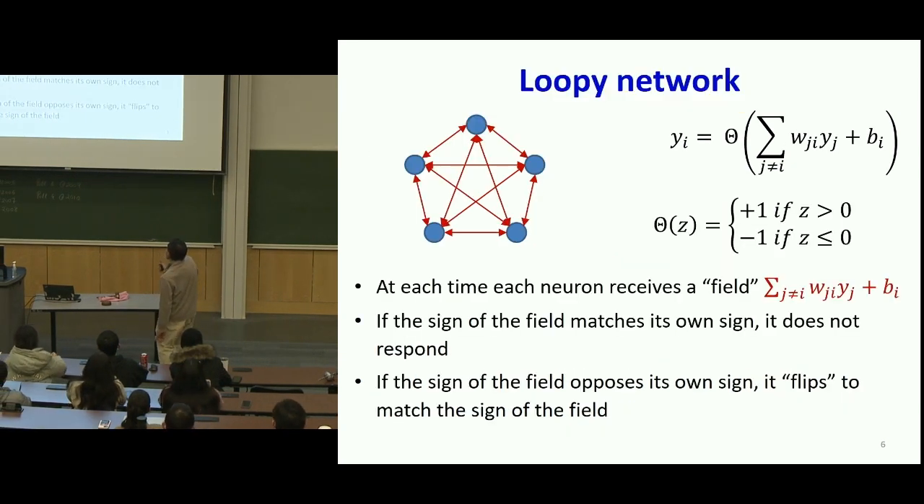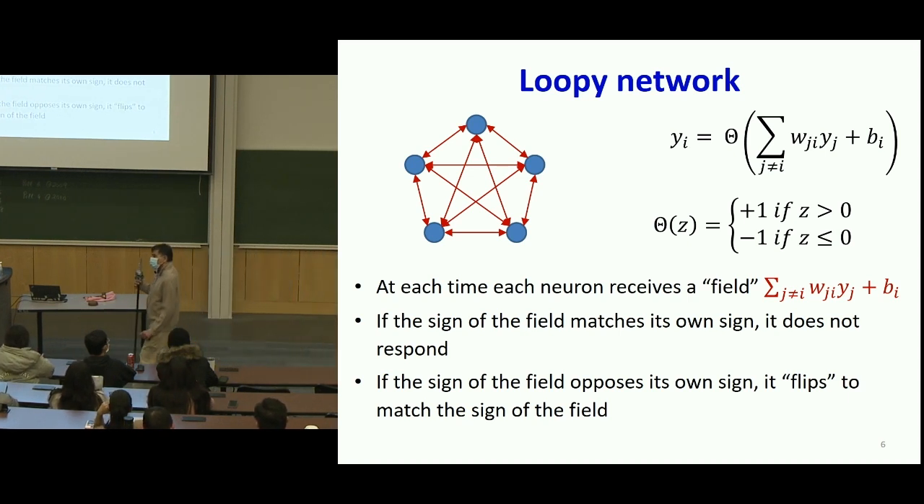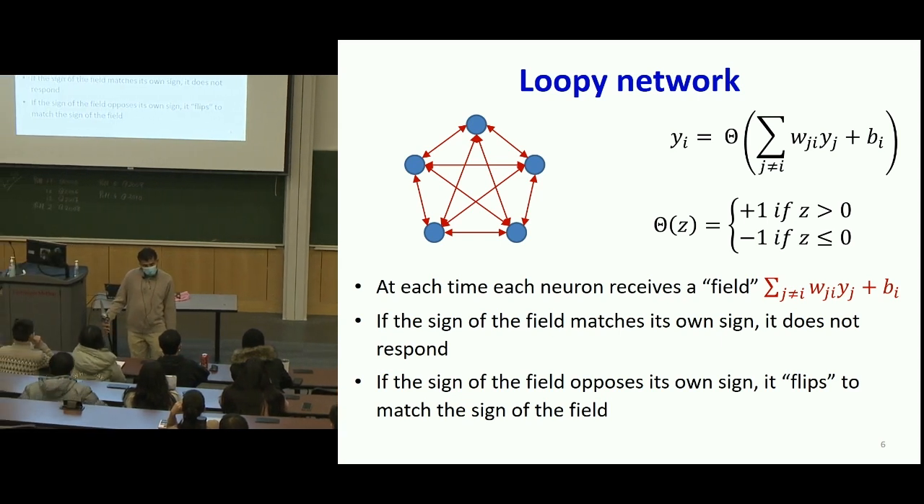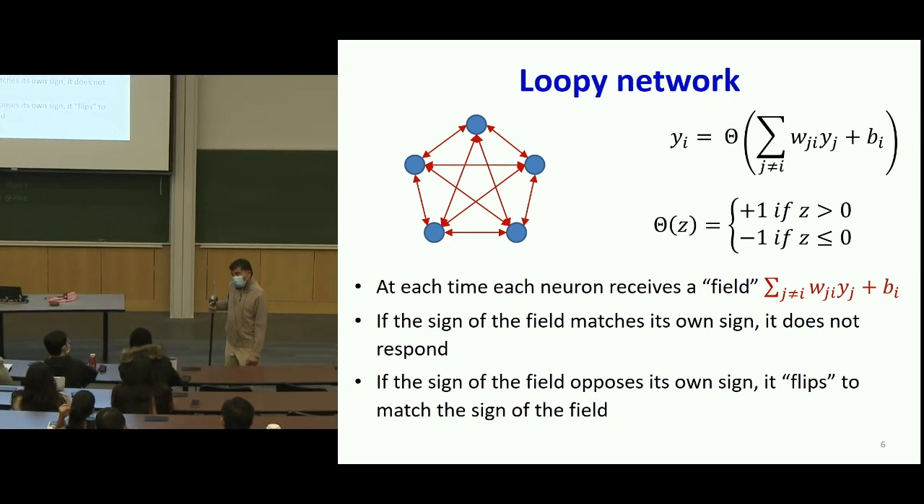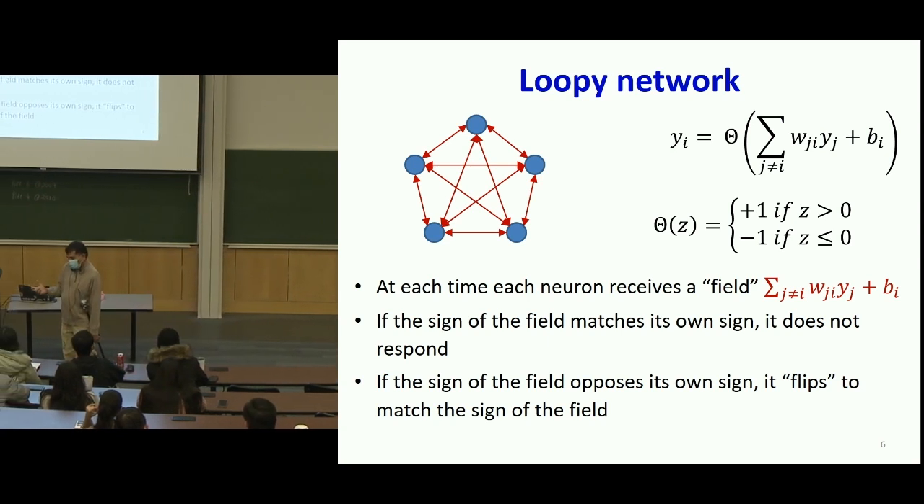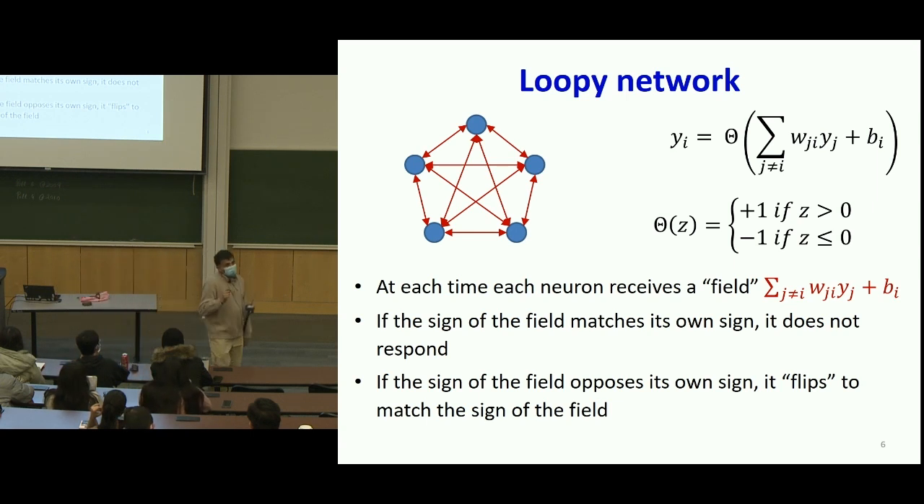And at each time, the neuron receives what I will call a field, which is the weighted sum of the outputs of all the other neurons plus its own bias. Because this is a threshold network activation, remember, how does the threshold activation operate? If the weighted sum is positive, then the output becomes plus one. If the weighted sum is negative, the output becomes a minus one. But there's a different way of thinking about it. If the output is currently negative and the weighted sum is positive, the output is going to flip. If the output is currently positive and the weighted sum is negative, the output is going to flip. Otherwise, the output doesn't flip. So what this means is that if the sign of the field and the current output are the same, then that neuron does nothing. Otherwise, it flips.